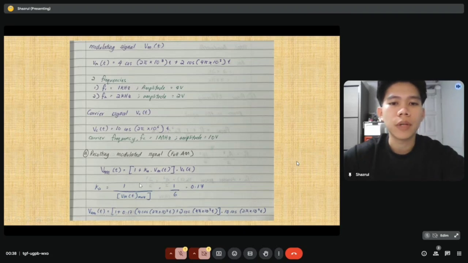We have to find the value of K first by calculating using this equation. And then the value of K, we substitute into the AM equation. So this is the final answer.